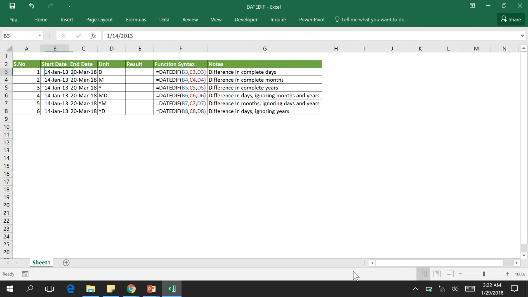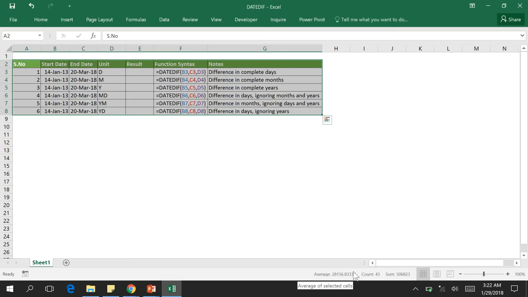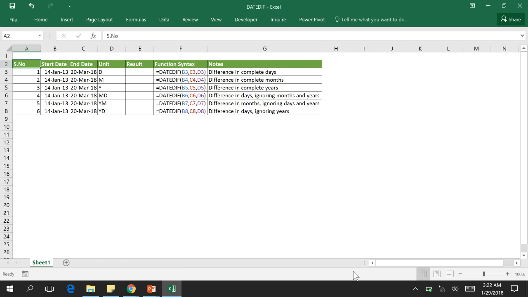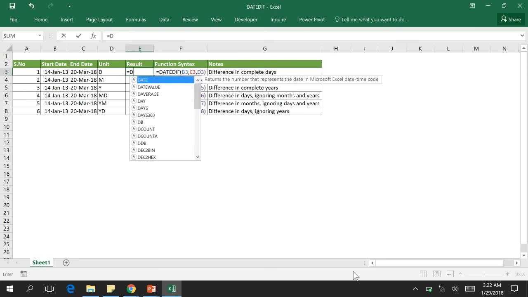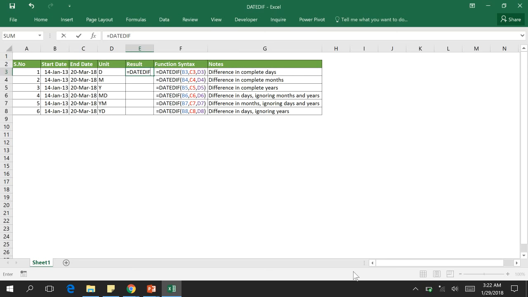Now moving to the source data, this is the same source data. In this data, I will put all the units one by one. There are basically 6 units. First, I will start with unit D. My first argument is start date. My second argument is end date. My third argument is my unit D. When I put D as a unit, it will calculate the difference in complete days. So my result is 1891 days.